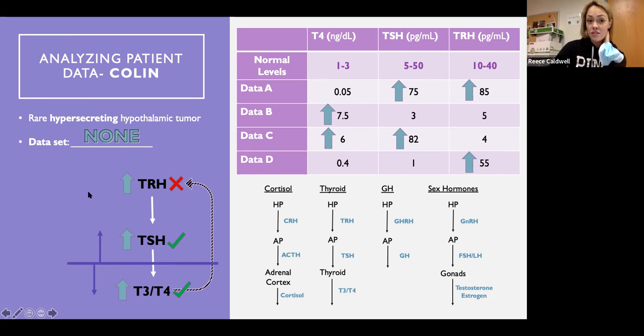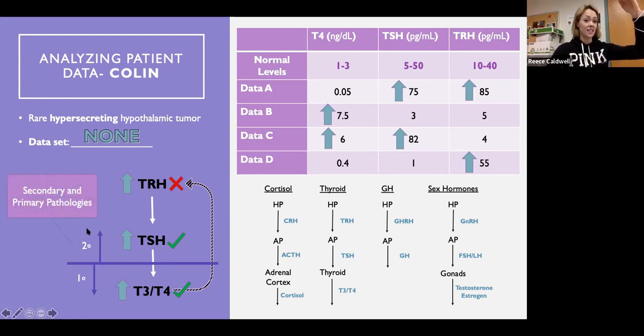We have 2 types of pathologies: secondary pathology and primary pathology. Anything above this line is going to be a secondary pathology, and anything below the line is going to be a primary pathology. Now, I know that's confusing. You would think above the line is primary, and below is secondary.